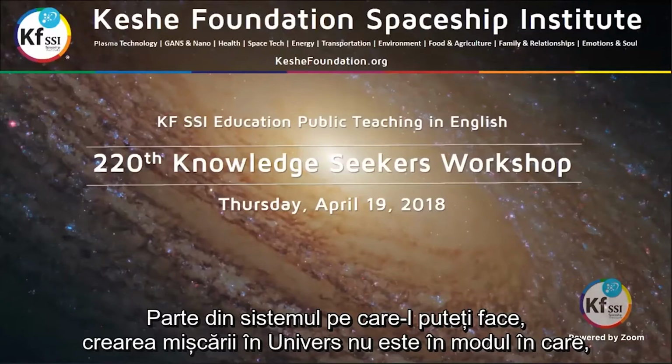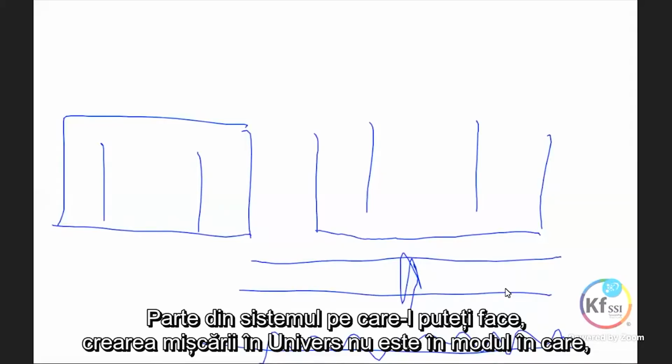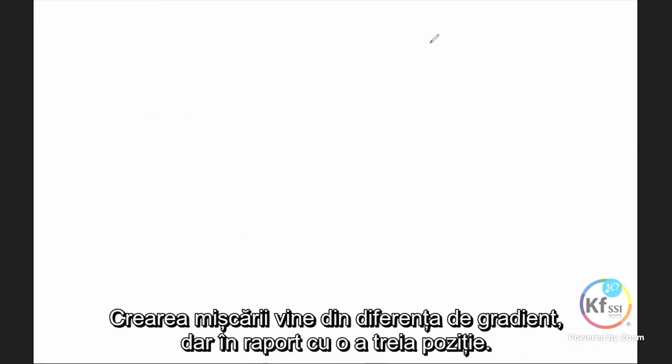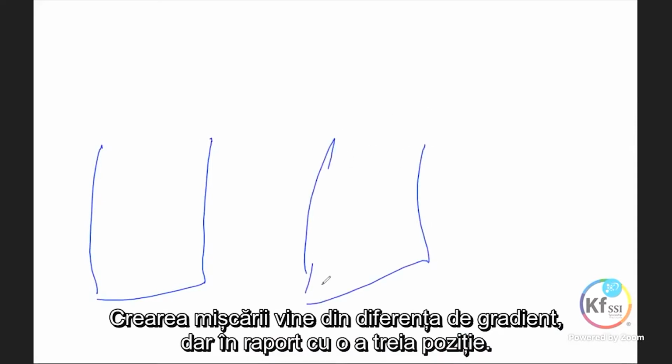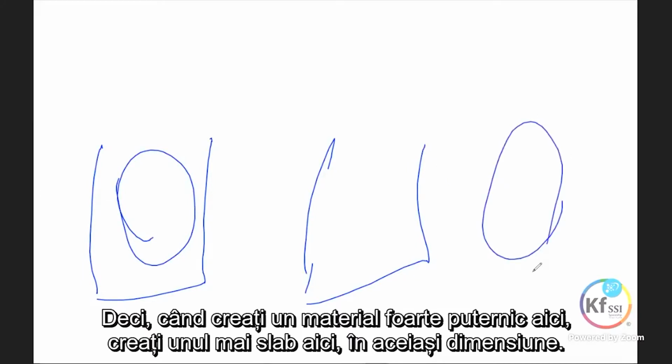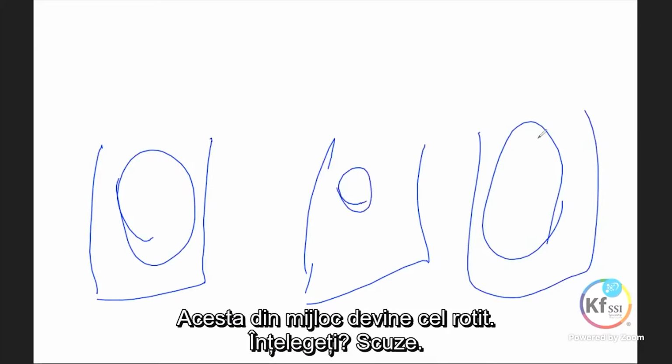System you can do is creation of motion in the universe is not done the way we usually do it. The creation of motion comes from the rapid gradient difference, but in respect to the third position. And so when you create very strong material here, then you create a weak material here in the same dimension. This middle one becomes the rotator.